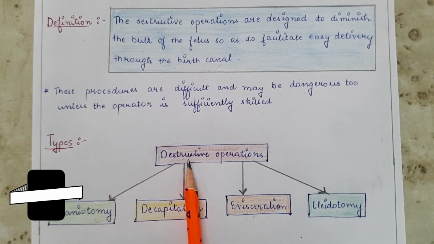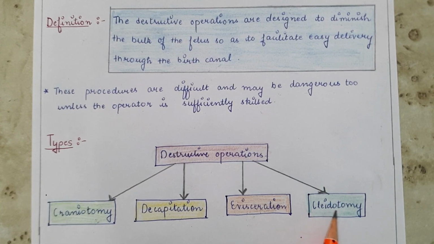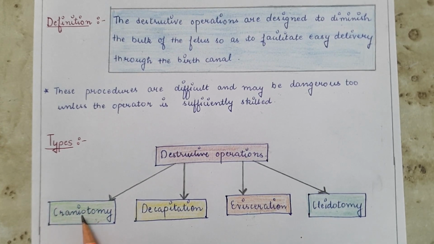Next are the types of destructive operations. There are mainly 4 types: craniotomy, decapitation, evisceration and cleidotomy. So if the fetal head is too large to deliver through the birth canal, in that case a hole or incision is made on the fetal head to remove the brain contents so that the fetus can easily deliver through the birth canal.